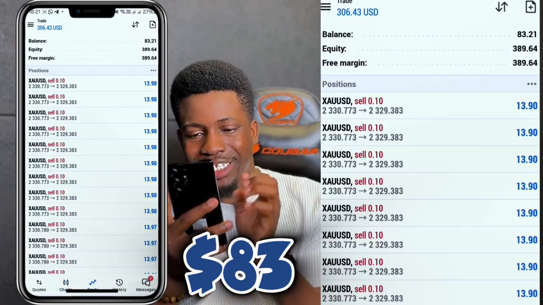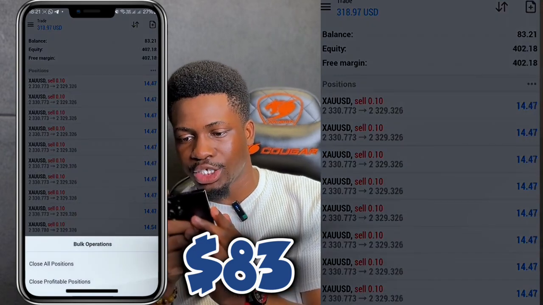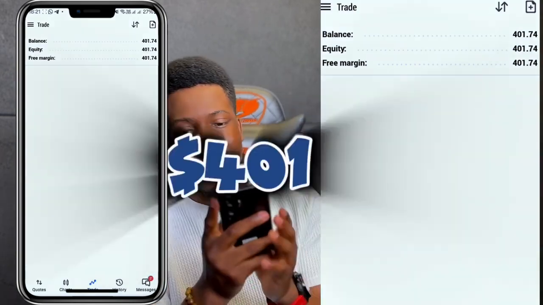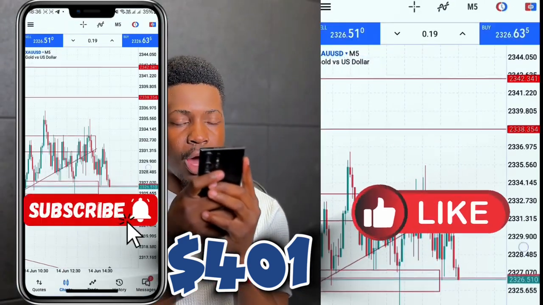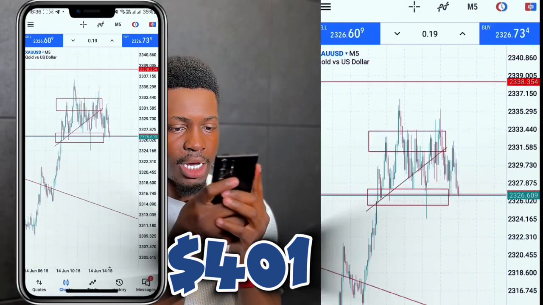So we're actually running over $300 currently. Let's zoom up the trade. Boom. Now currently we're actually having about $401. Now we're actually moving. This is actually really smooth. So guys, this is actually what you're having currently.